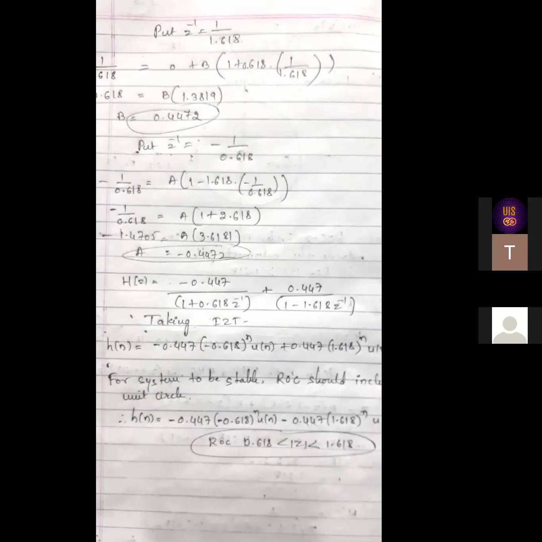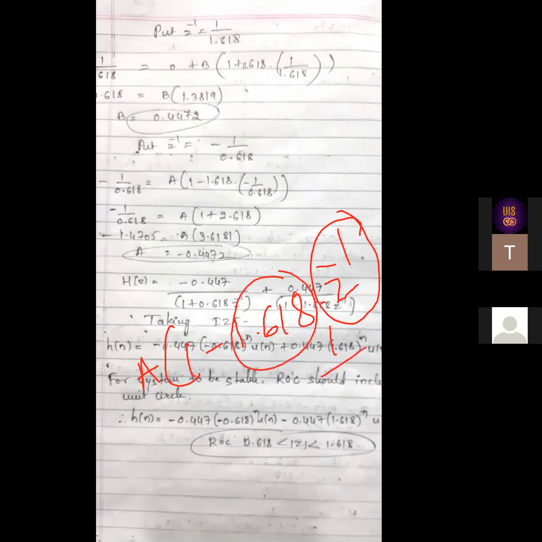What is your first bracket? A into 1 minus 1.618 z inverse. Now how to decide this z inverse? This value should get cancelled. For that, you take 1 divided by 1.618, these two get cancelled, 1 minus 1. So put this for the first time.